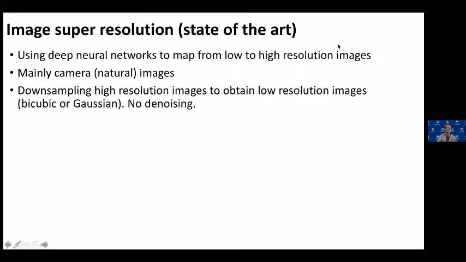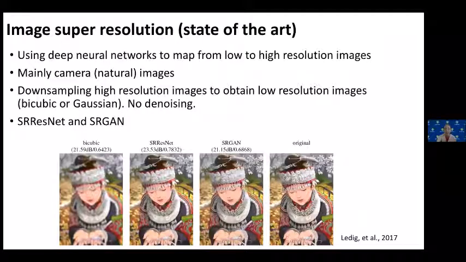This is done with either bicubic or Gaussian downsampling. But in this way, first, it's a mathematical way to downsample, and it may not be true to the real low resolution image. Also, usually no noise is added, so there is no denoising part in the model. The most popular ones are SR-ResNet or SR-GAN, which were very popular a few years ago. So with this, we were thinking, can we apply a similar model to the bioimaging field?